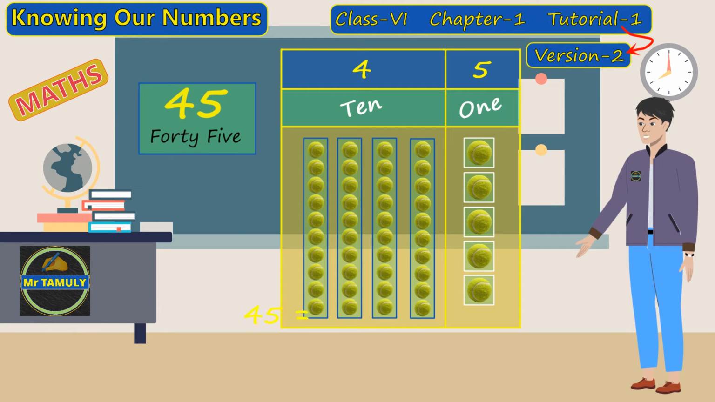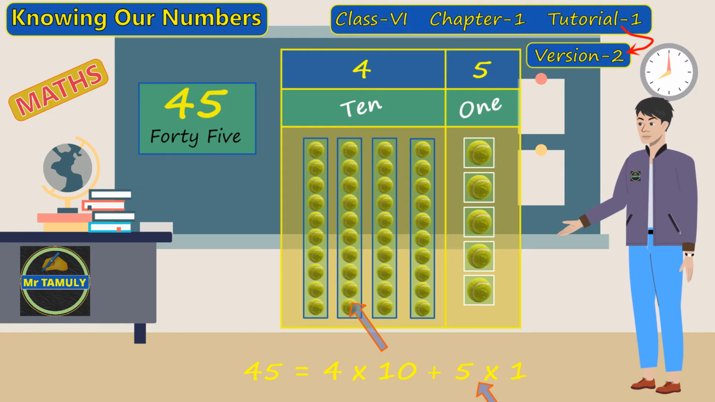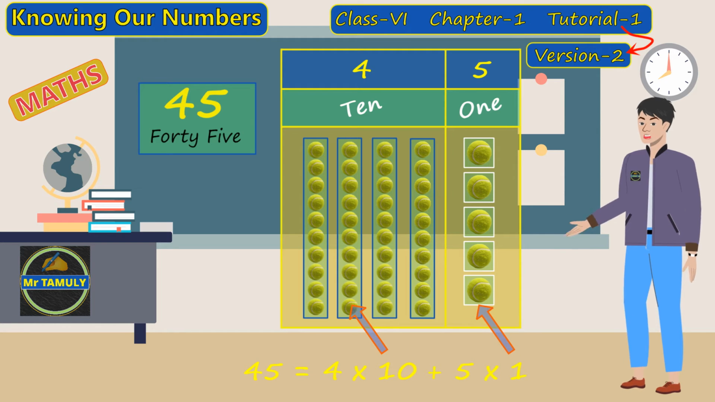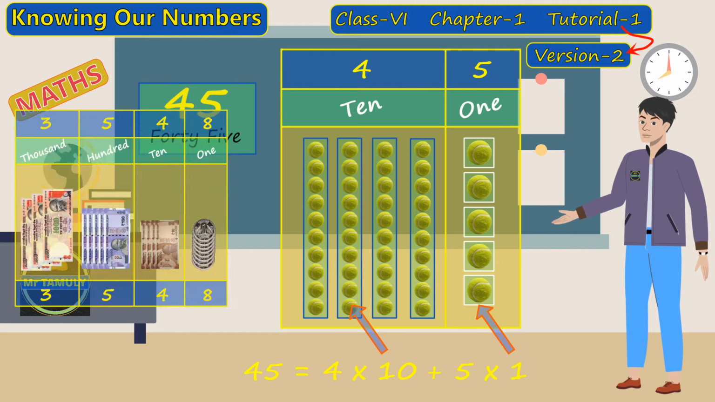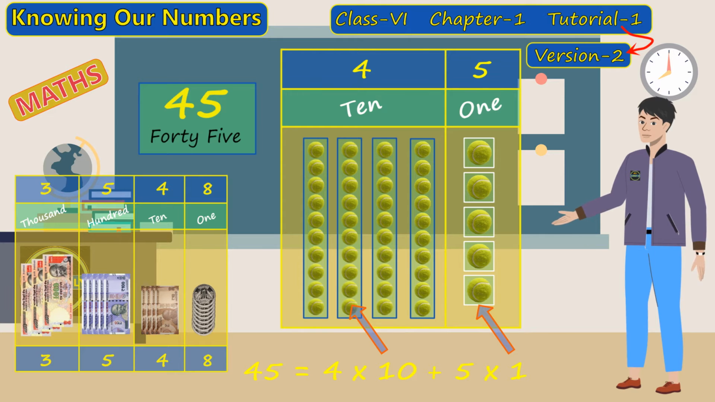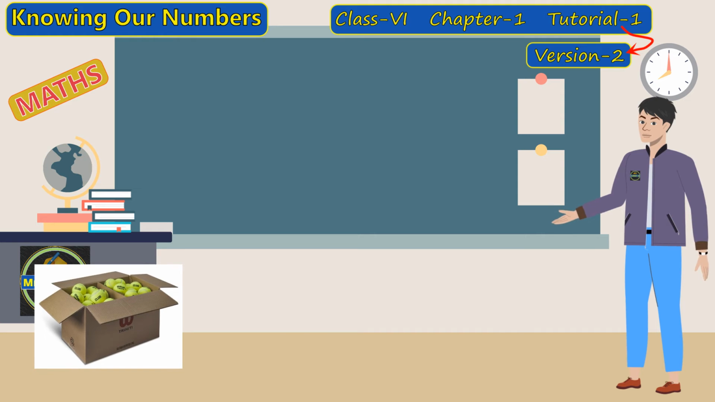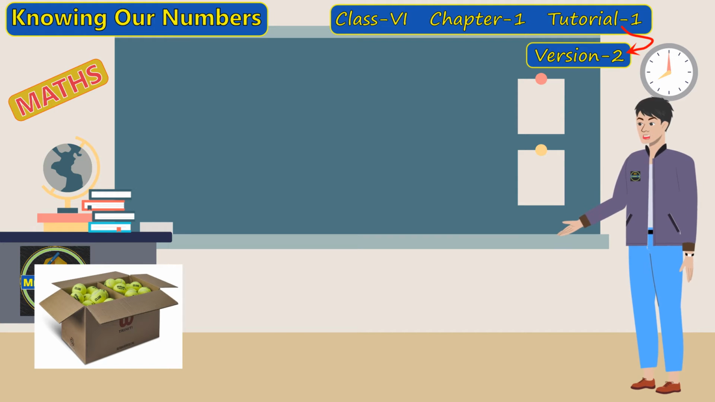Now if we write the expansion of the number 45, we shall write 4 times 10, plus 5 times 1. What we can also learn from these two examples is that the most basic or primary use of numbers is for counting. In the first example we counted 3548 rupees. In the second example we counted tennis balls. Suppose we are given a large box containing tennis balls and we are told that there are less than 100 balls in the box.